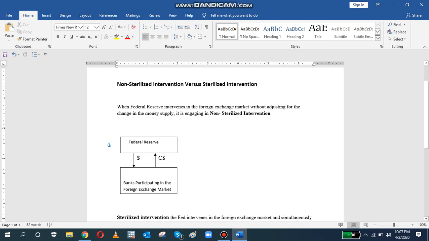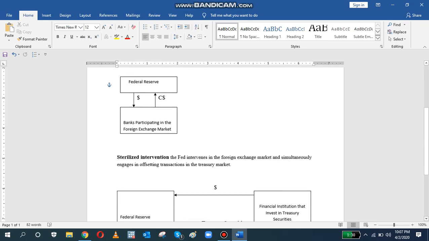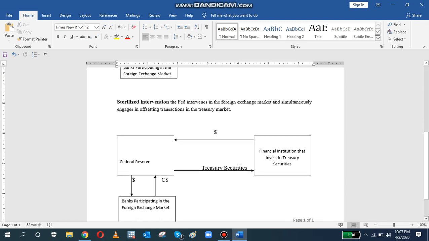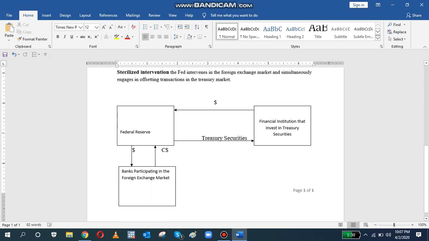Contrary to that, if the government intervenes in the foreign exchange market and simultaneously engages in offsetting transactions in the treasury market, it will be sterilized intervention. Let us understand that with the help of the example. If the Federal Reserve wants the Canadian dollar to appreciate, but it simultaneously wants the quantity of the US dollar in the market to remain the same, it will buy the Canadian dollars from the market using the US dollars. So here in the first step, the quantity of the US dollars in the market has increased.